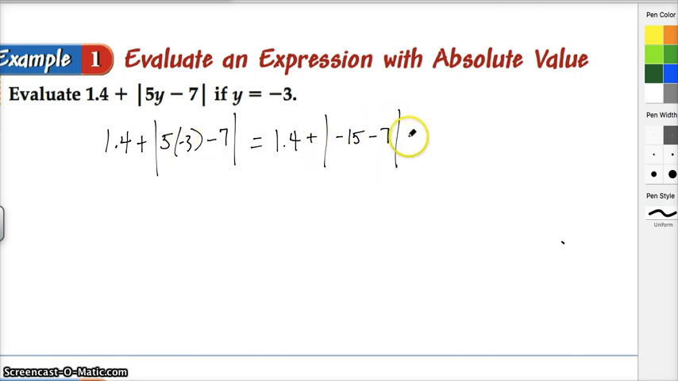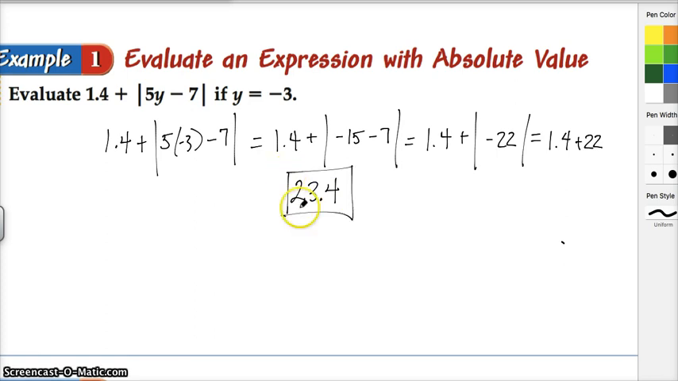Continuing on with our theme, I've got to simplify what's going on inside the absolute value bars. So that's going to stay there. -15 plus a -7 is going to give me a -22. Now that I've simplified this down to one number, I can take the absolute value of that number. What's the distance -22 is from 0? Well, it's 22 paces. So it's 1.4 plus 22. And so what this tells me is that my final answer is really just to add these two together, and I get 23.4 as my final answer for example 1.